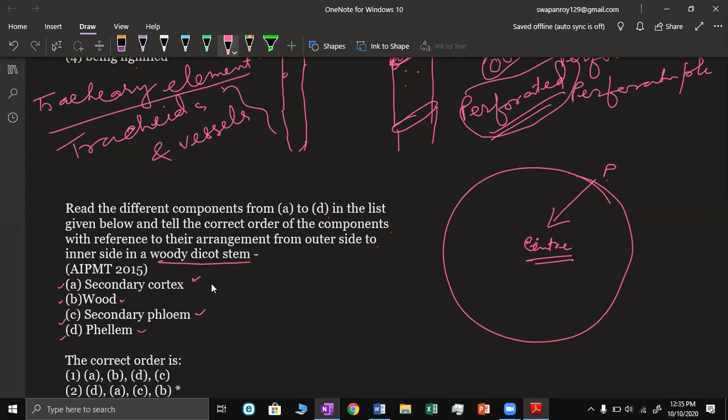In a stem, this is after the secondary growth. So what will be the sequence of these structures? Which one is at the extreme outside, the outermost, and which is the innermost? Secondary cortex, wood, secondary phloem, phloem.